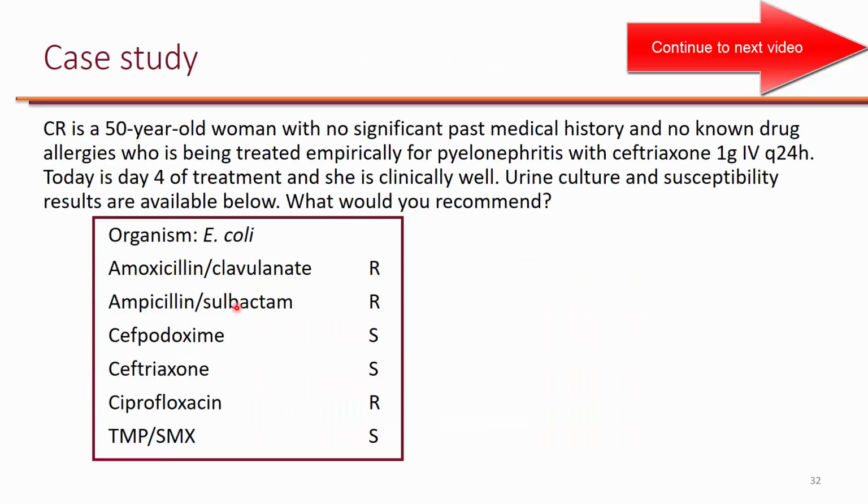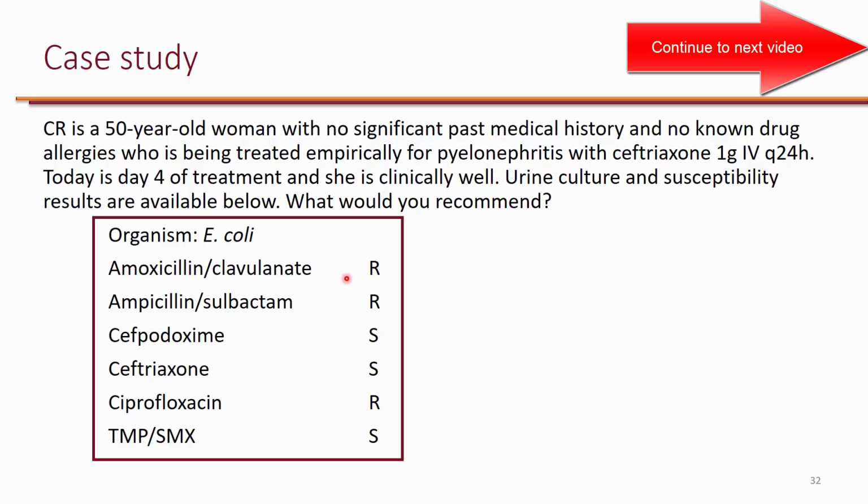So let's say CR is a 50-year-old woman with no significant past medical history and no known drug allergies, who is being treated empirically for pyelonephritis with ceftriaxone 1 gram IV every 24 hours. Let's say today is day 4 of treatment, and she's clinically well. Here are the results of the urine culture. The organism is E. coli, and the susceptibility results have come back.